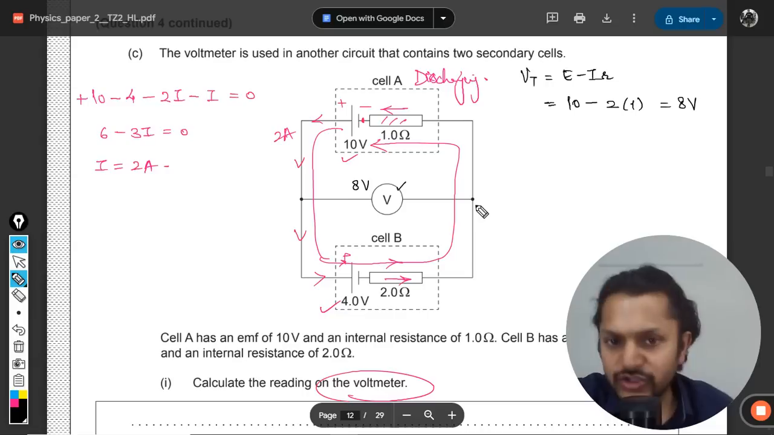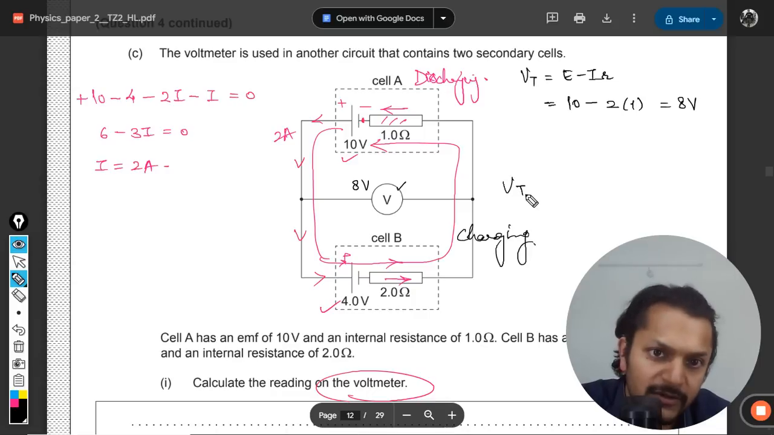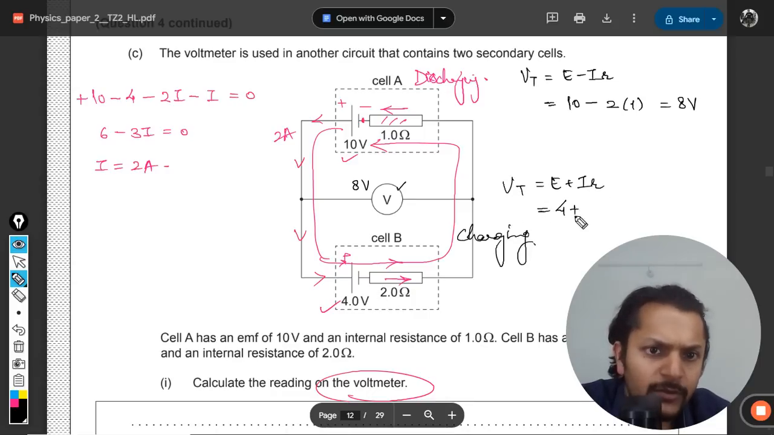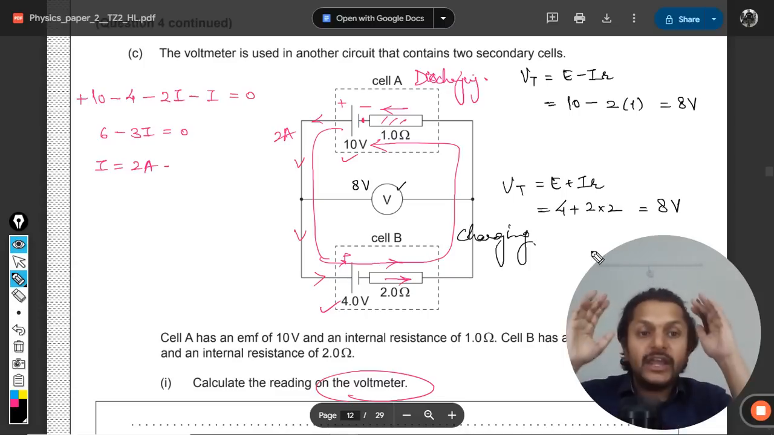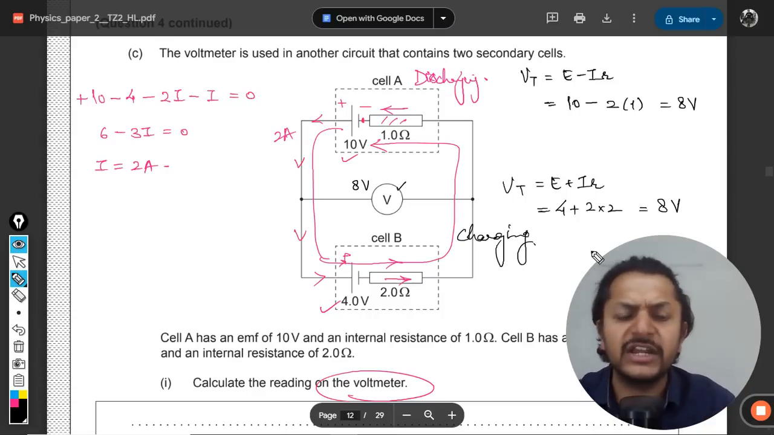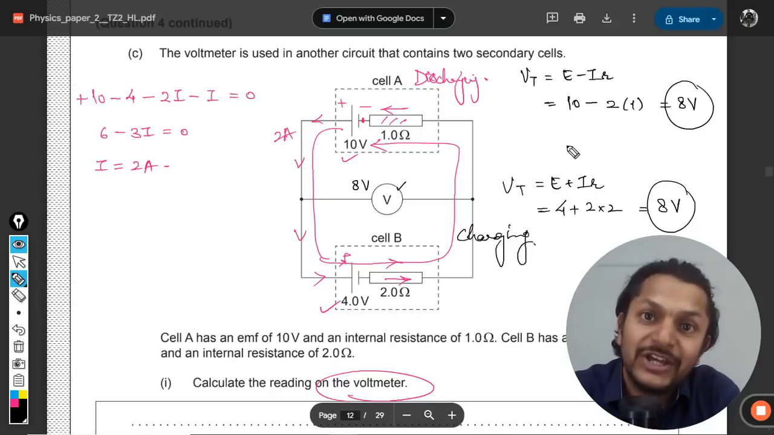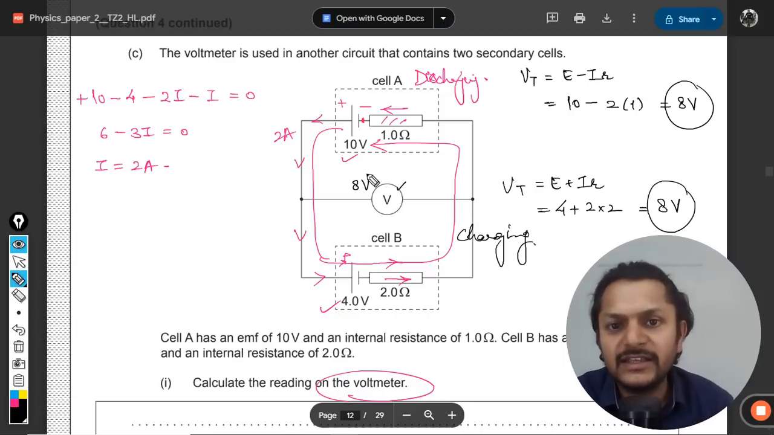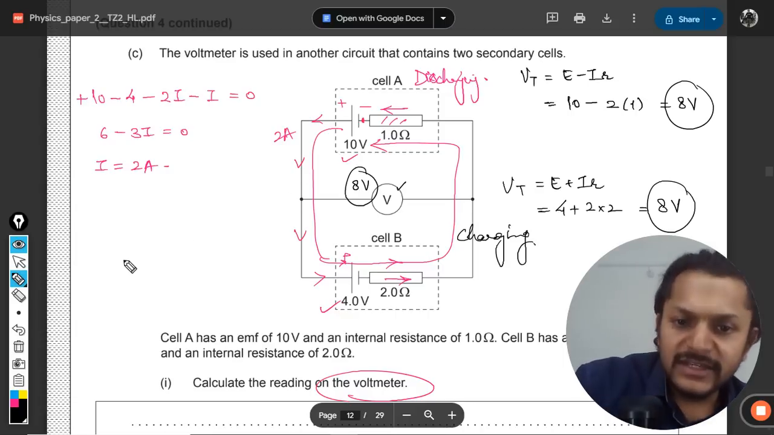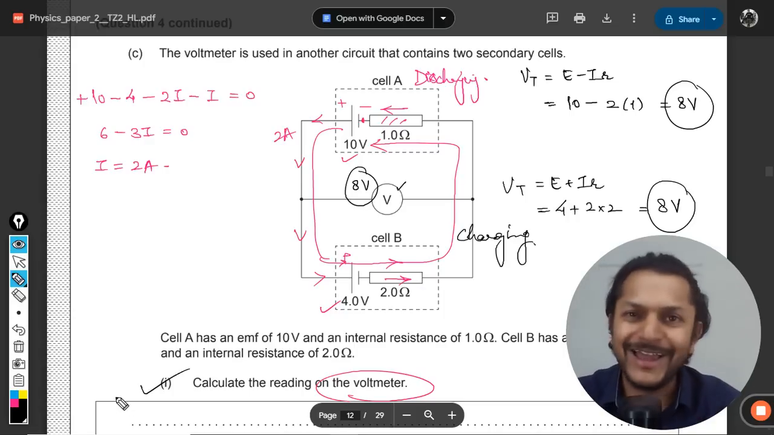Now let us also try doing this question with the help of charging and see if we are getting the same answer. So E is 4 plus current is 2, this is 2. So 4 plus 4 is 8 volt. In both of the ways, whether you are using the principle for discharging or for charging, the terminal potential difference is coming out to be equal to 8 volt. So this is how we do it. Calculate the reading on the voltmeter. So the reading on the voltmeter is coming out to be 8 volt.